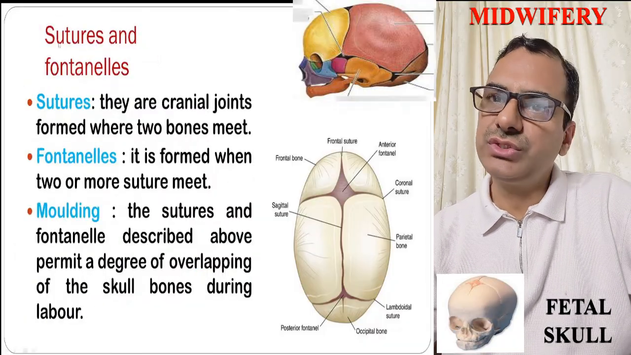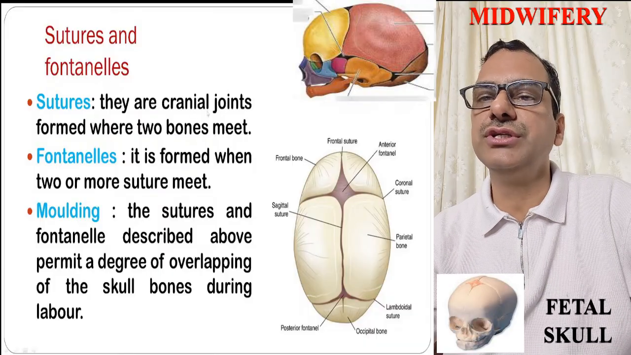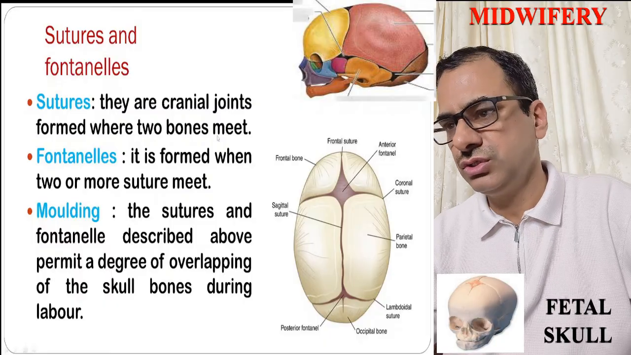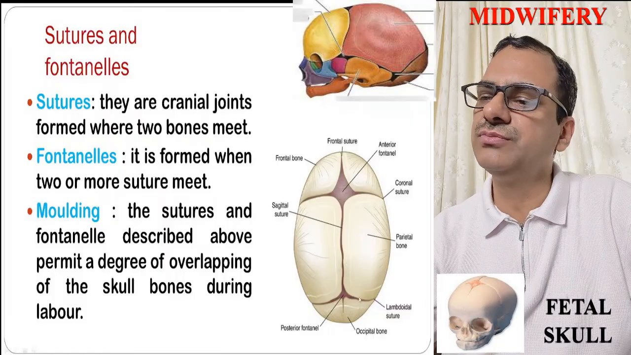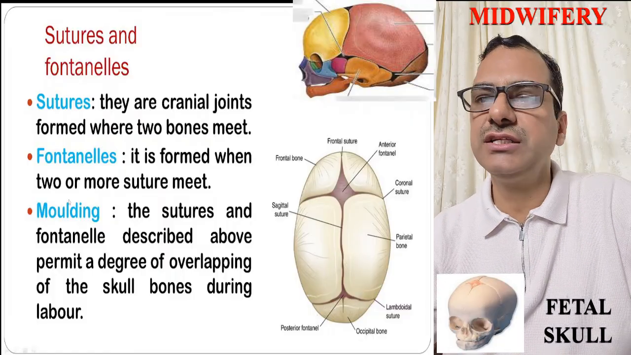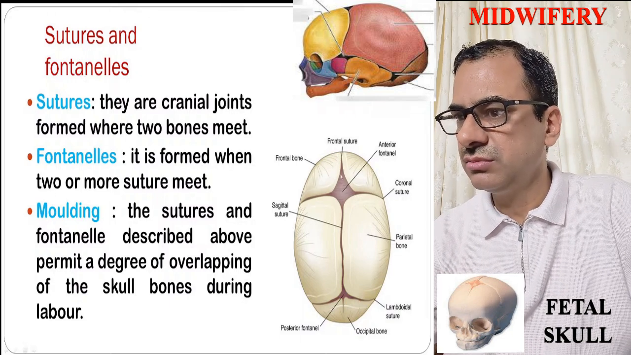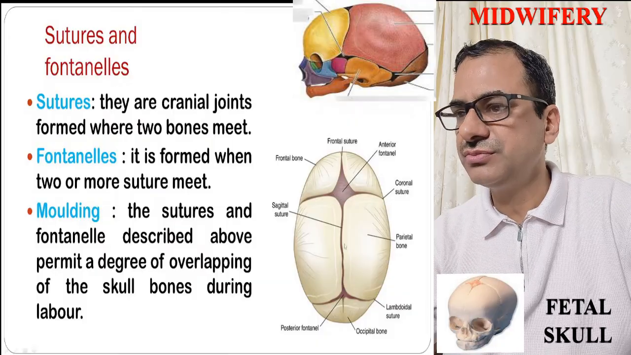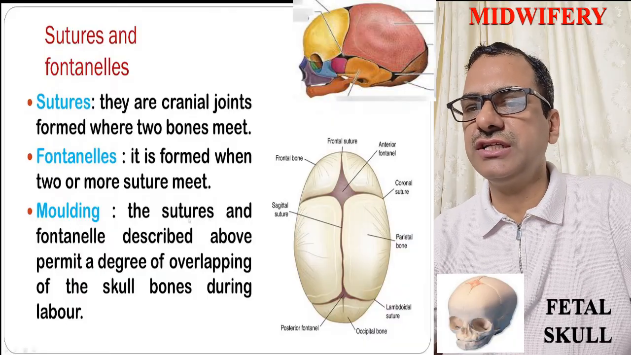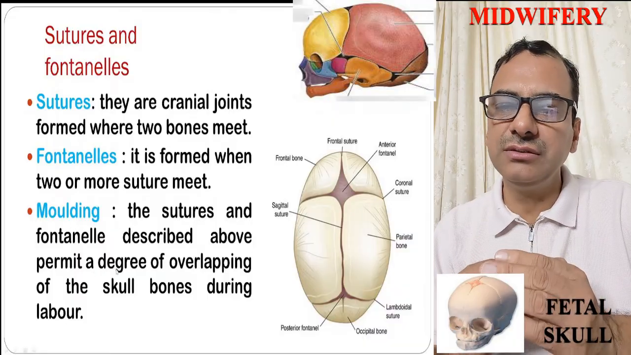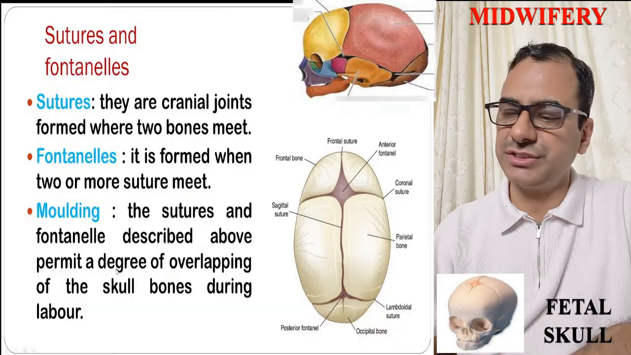Now we will discuss sutures and fontanelles of fetal skull. What are sutures? They are cranial joints formed where two bones meet. So these are joints, this one, this one, this one. These are known as sutures. And what are fontanelles? A fontanelle is formed when two or more sutures meet. So these are the fontanelles, this one and this one. And what is molding? The sutures and fontanelles described above permit a degree of overlapping at the time of delivery, and this is known as the molding process.